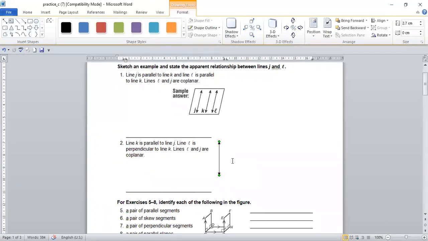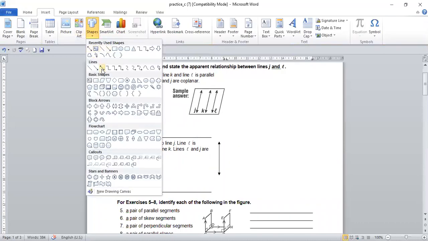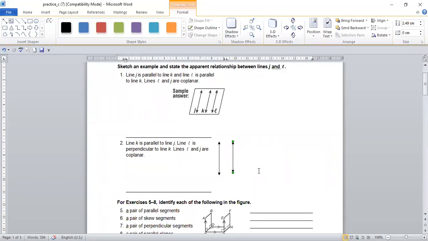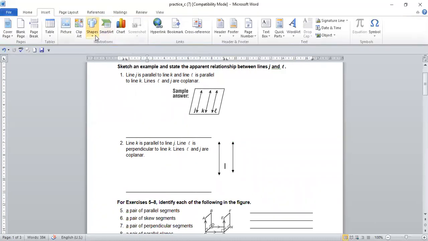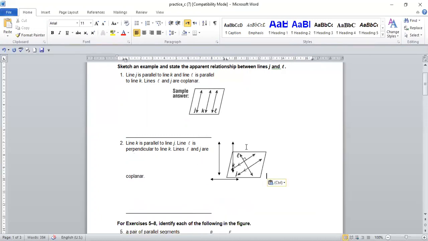And then K is parallel to line J. So again, you have to draw a line which is parallel to J. So this is K and this is going to be J. Okay, then line L is perpendicular to line K. So if this was line K, there is another line which is perpendicular. Now what is a perpendicular line? Perpendicular lines, they cross to make right angles. So of course, it's going to be like that. Okay, so this is J, this is K, and this is going to be line L. So apparently your figure can also look something like this.